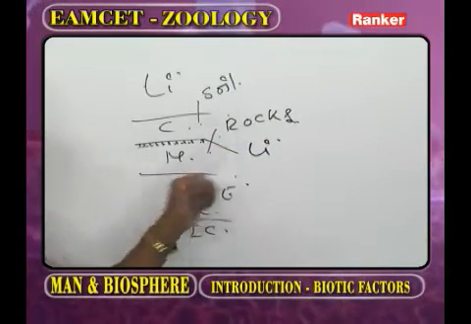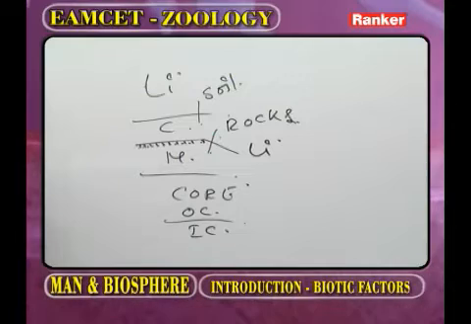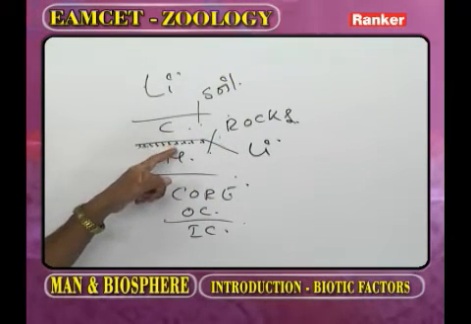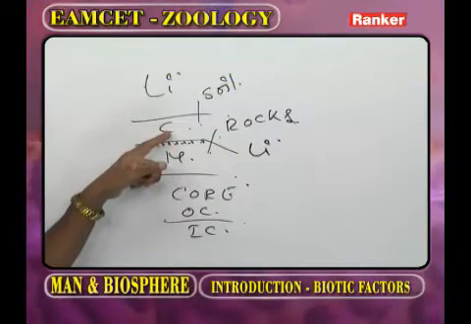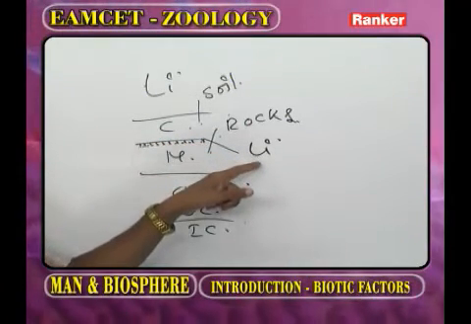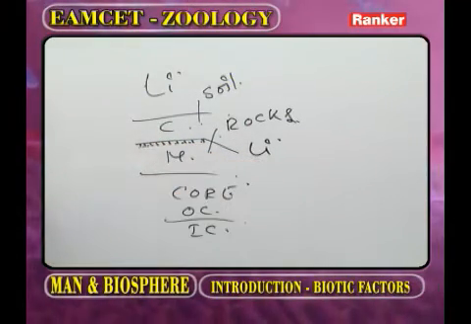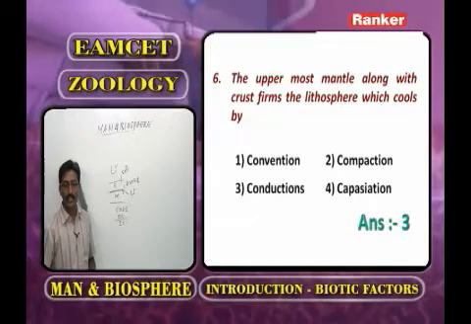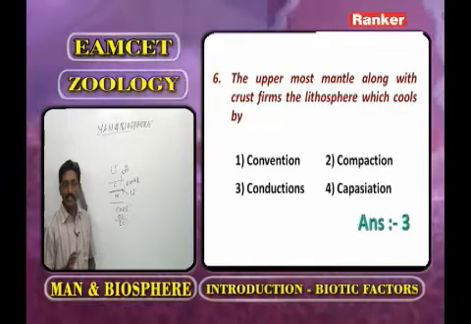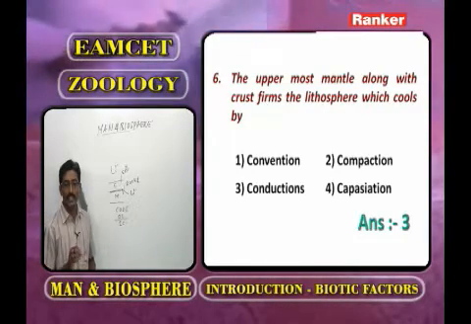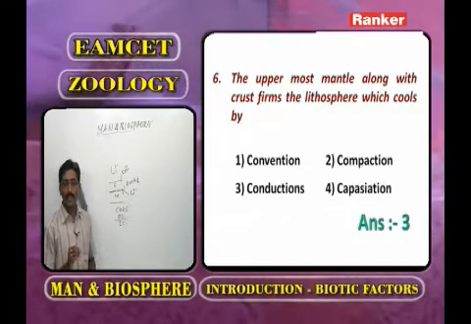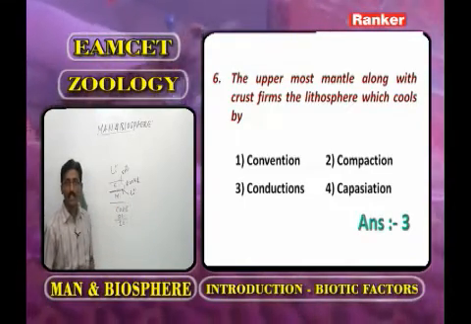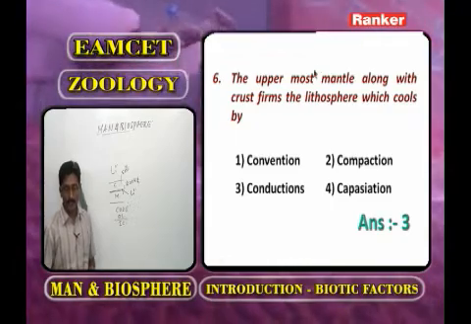The lithosphere is formed by a process called conduction. What is meant by lithosphere? The uppermost layer of the mantle plus crust combinedly termed as lithosphere. How is it formed? By a process called conduction. Now here, what is the first option? Convection. The second is compaction. The third is conduction. And the fourth is capacitation. The lithosphere is formed by a process called conduction. Now the next question.